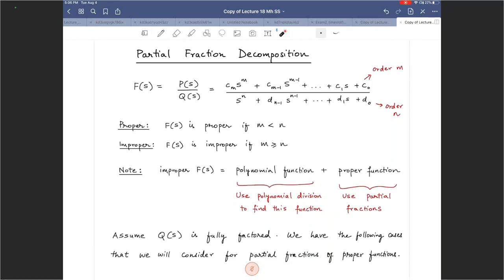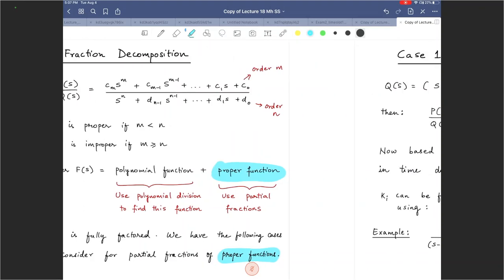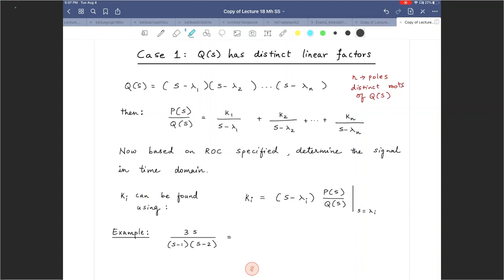I'm going to focus on the proper function part, and then how do you write the partial fractions for that proper function. So let us assume that Q of s is fully factored. We have the following cases that we will consider for partial fractions of proper functions. I'm only considering proper functions here. We are not going to talk about polynomial division. If there is a need for you to do a polynomial division, I assume you all will be able to take care of that. So partial fractions for proper F of s. How do I do it?